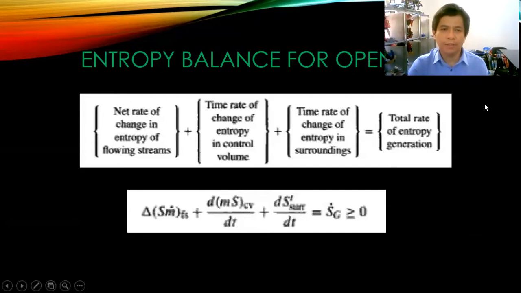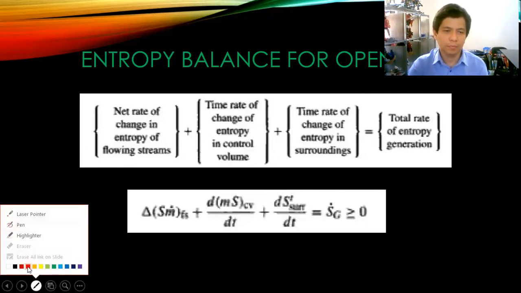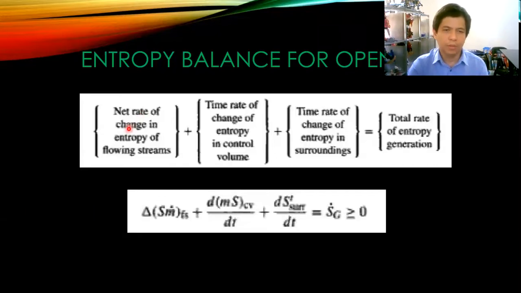This first slide shows you the entropy balance for an open system. As you can see, we have four terms. The first one is the net rate of change in the entropy of the flowing streams. Basically, consider a tank. There are several streams that can flow in and out of the tank, so you can have the inputs and the outputs. These streams contribute to the total entropy generated in the system. So this is the first term, the net rate of change in entropy of flowing streams.